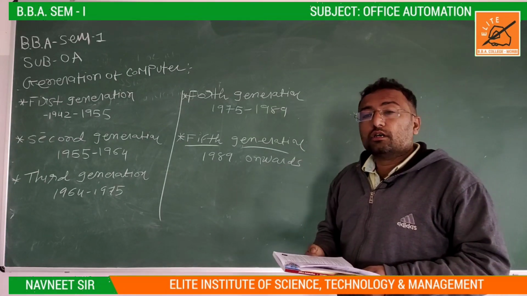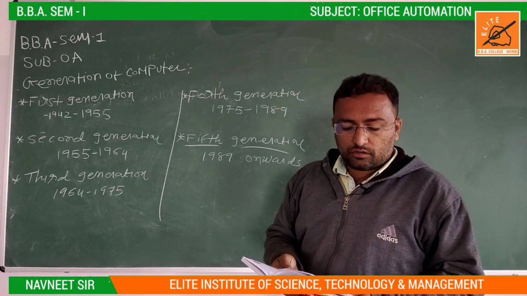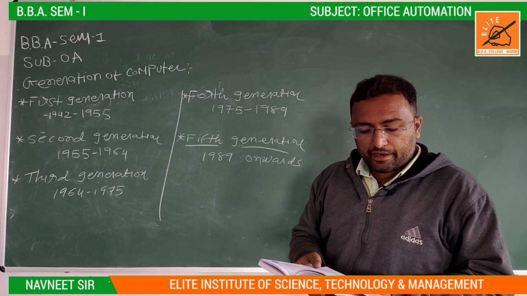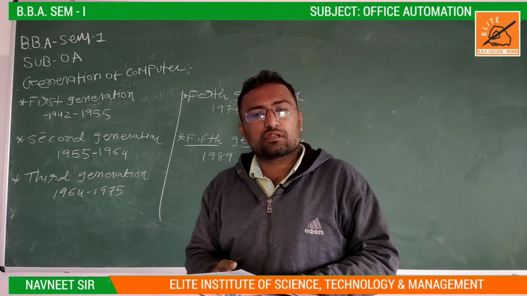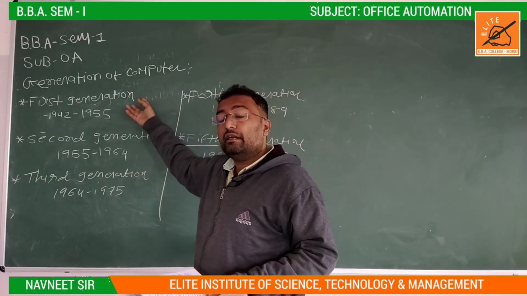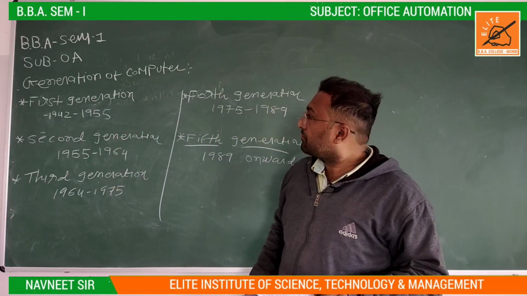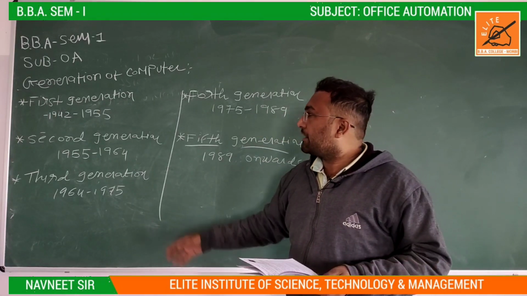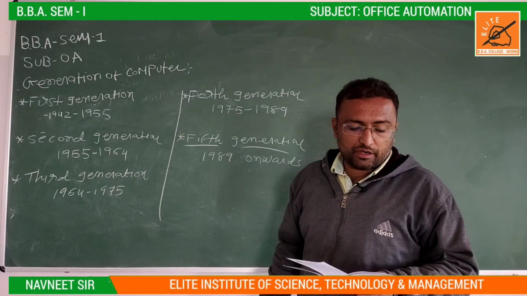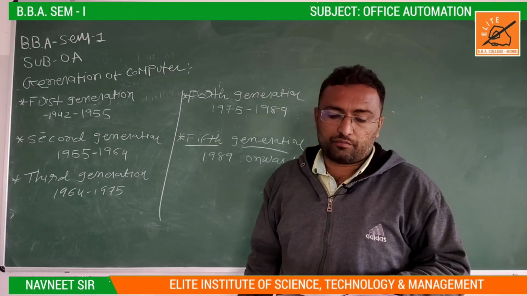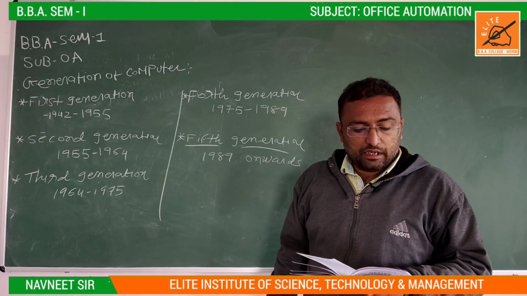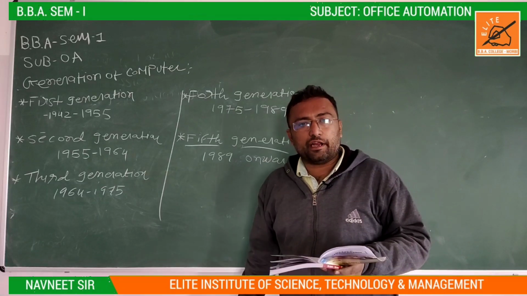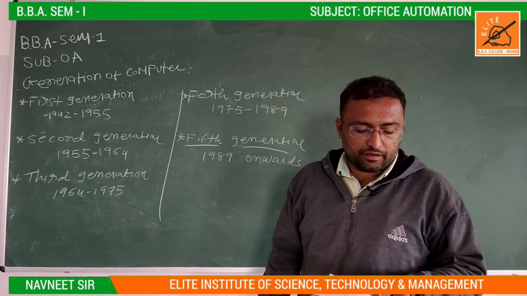Then after, UNIVAC 1 and Mark 1 computers were found. This was in first generation. UNIVAC was found in 1951 and Mark 1 in 1944. Both computers used vacuum tubes, and for input they used magnetic tape.